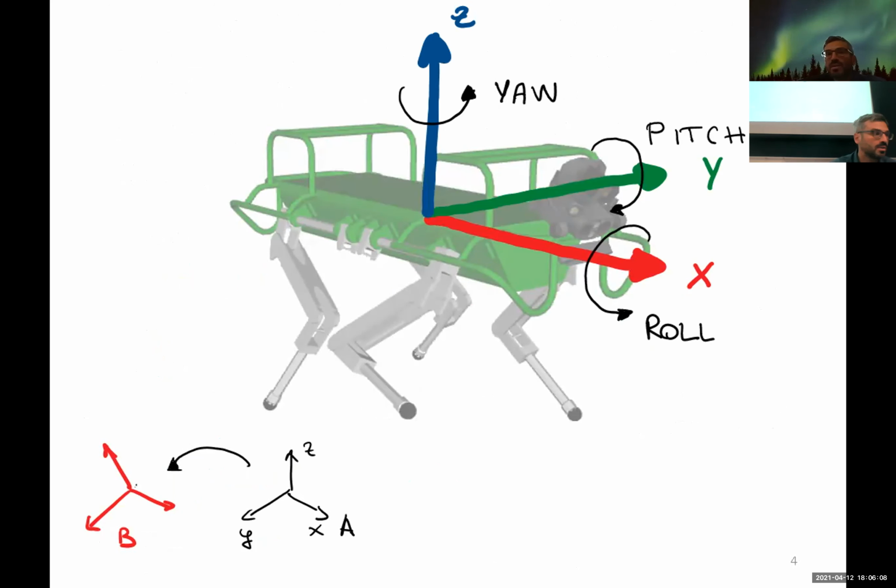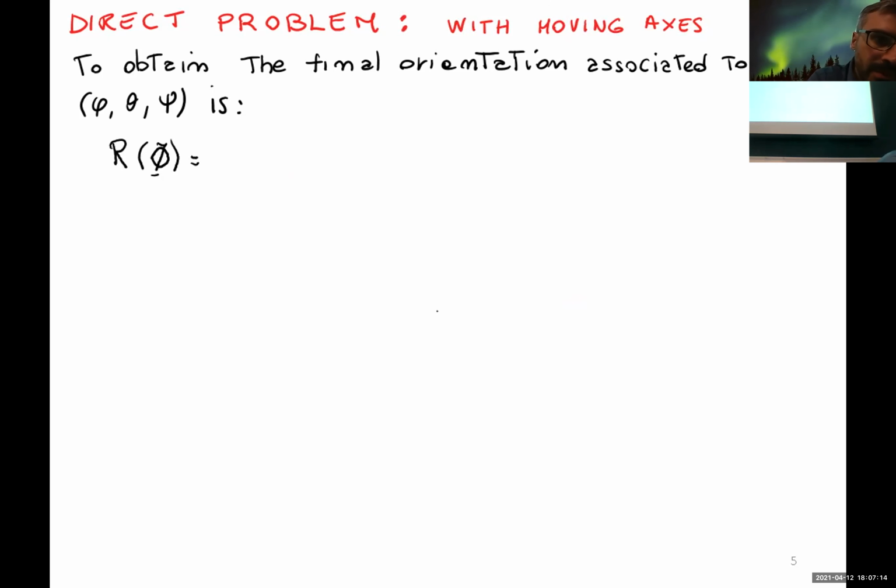Then the direct problem. The direct problem is when we want to compute the rotation matrix associated to this set of Euler angles, phi capital. The expression of the rotation matrix is equal to Rz(phi) Ry(theta) Rx(psi).